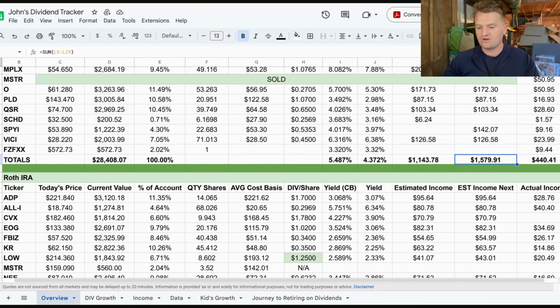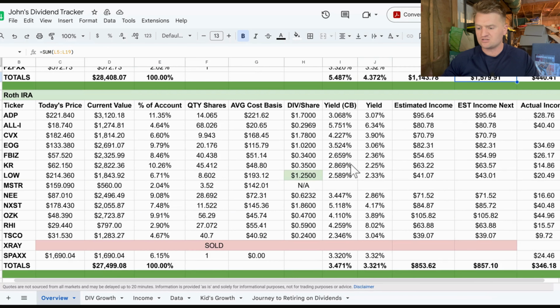Jumping down to the Roth IRA, nothing notable to really talk about here other than Lowe's increased their dividend by 5 cents. So we'll give them a hand clap more in the next phase. But yeah, that's great stuff. We'd love to see a dividend increase.